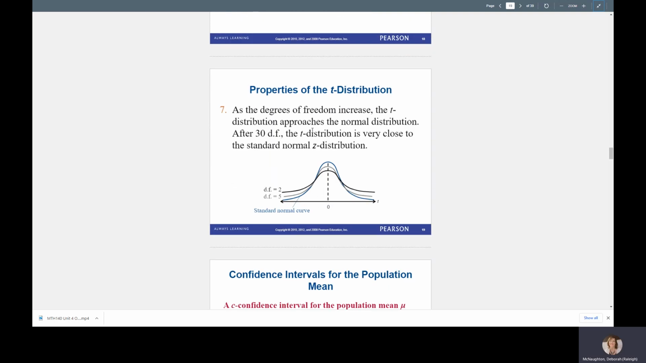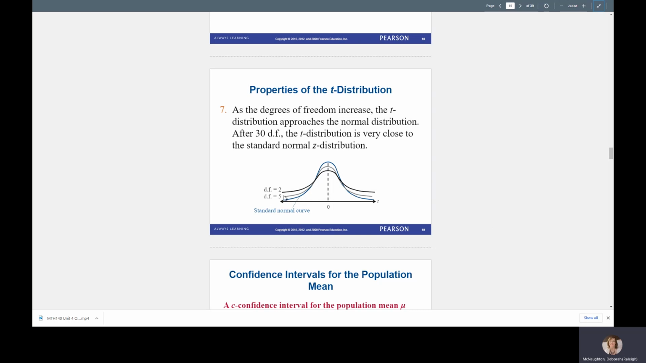So this is what the T looks like. As the degrees of freedom increase, which basically means as n increases, the T distribution will approach the normal distribution. After the degrees of freedom reach 30, or a sample size of 31 for the population mean, the T distribution becomes very close to a normal distribution. So here is our standard normal curve down here in blue. And you can see that for the T distribution, the tails are thicker. So it's kind of flattened out.